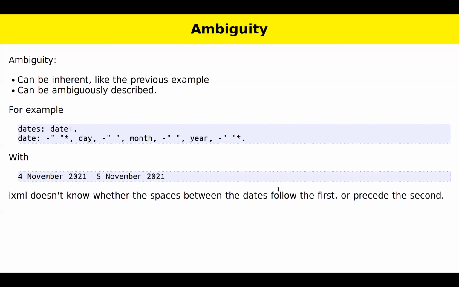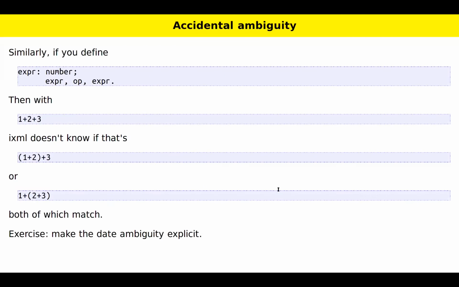In this case, it wouldn't matter because the result would be exactly the same in both cases, but it's still better not to have ambiguous grammars if you can avoid it. Similarly, if you defined an expression as either a number or an expression with an operator and then an expression, then again, ixml wouldn't know whether in 1 + 2 + 3, the 1 + 2 is one of the expressions or 2 + 3 is the other expression, because they will both match. So you would get a complaint about that.